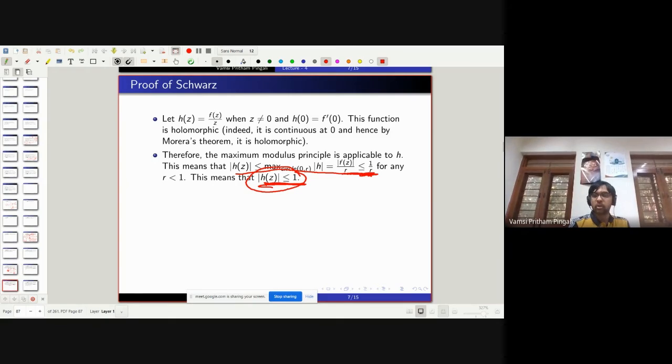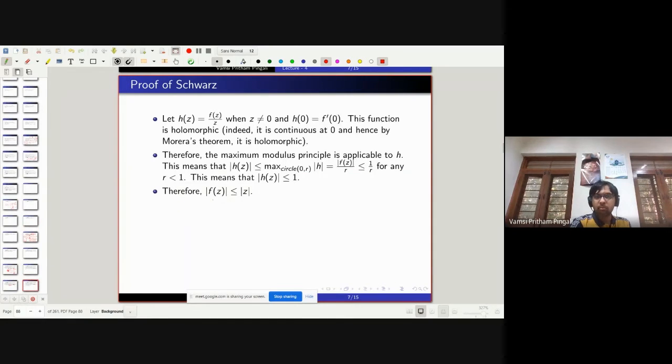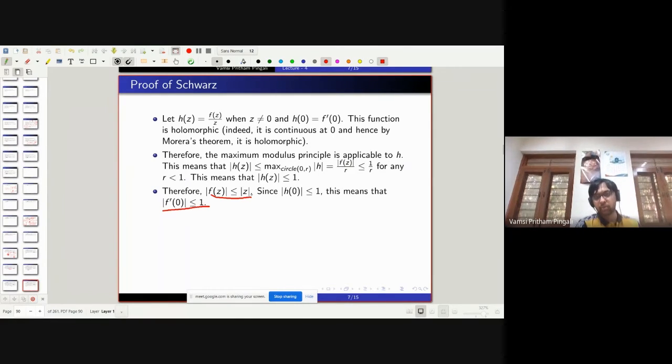Okay. So that already proves one part of Schwarz's lemma, actually. So mod f of z is less than or equal to mod z. Okay, so that proves one part of Schwarz's lemma. In fact, since mod h of z is less than or equal to 1 for all z, that means mod h of 0 is less than or equal to 1. This means that mod f prime 0 is less than or equal to 1. So this proves one more part of Schwarz's lemma.